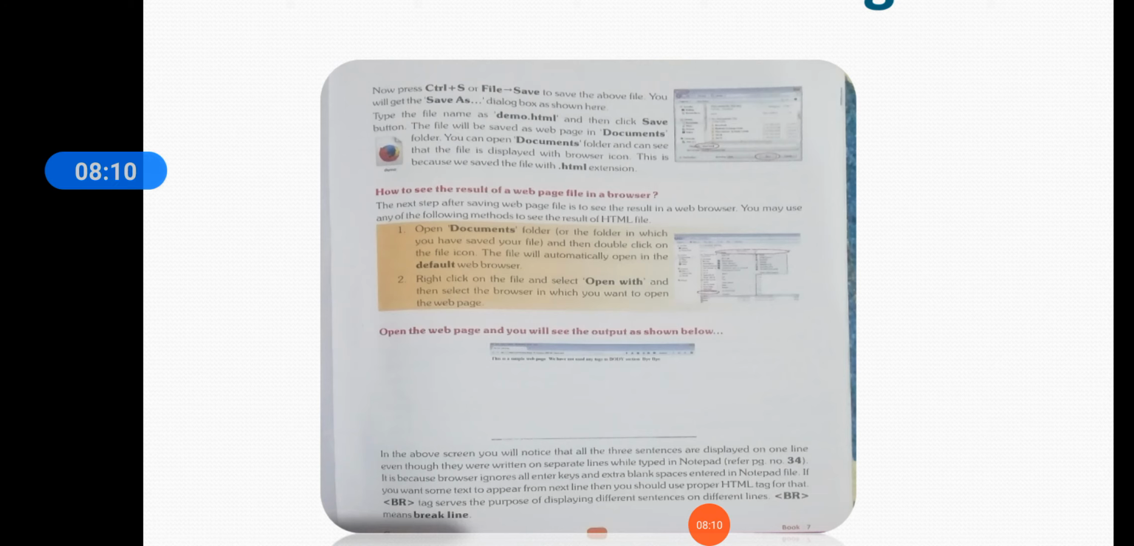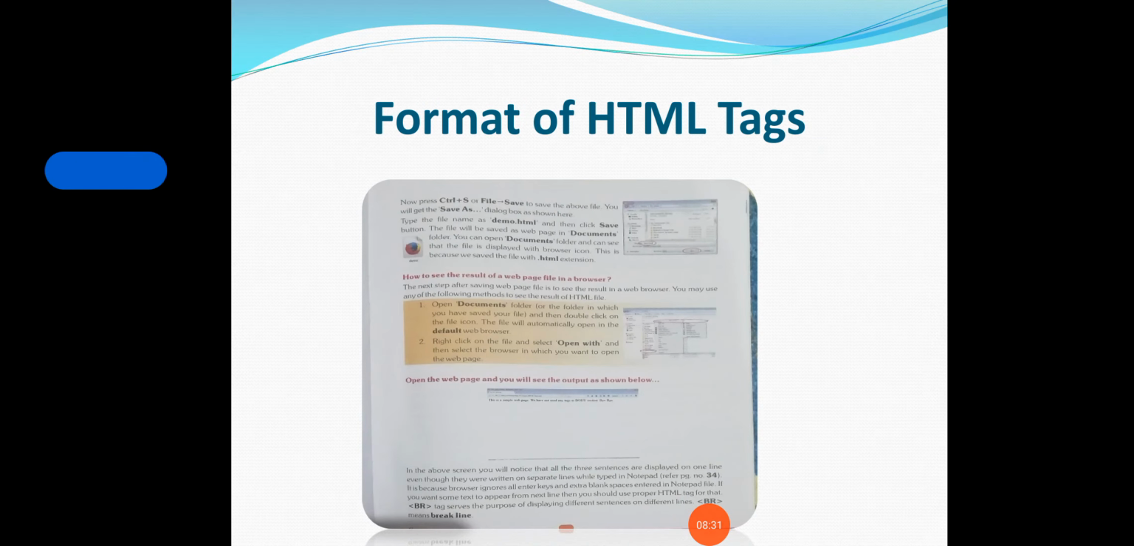So students, you can see here, for breaking the line we have to use the BR tag. Here you can see all the sentences are completed in one section, and we have used the BR tag to break the line. So the BR tag is used for breaking the line.